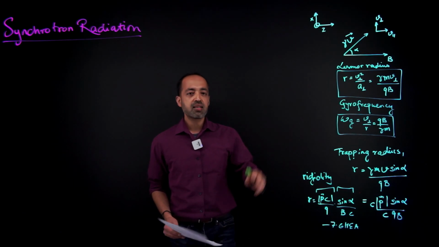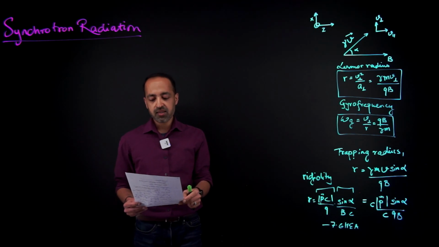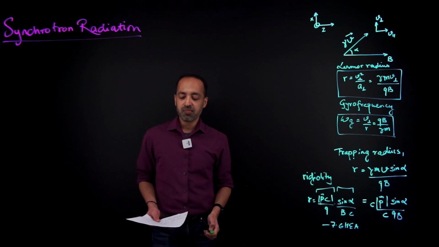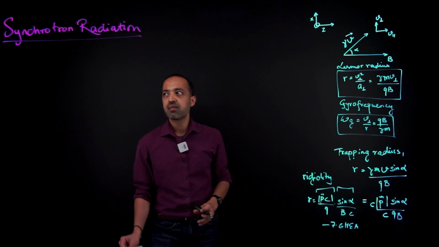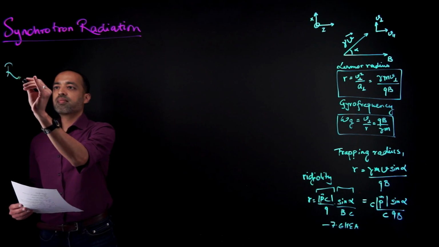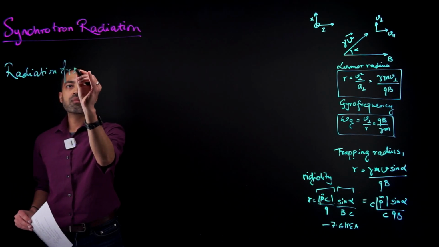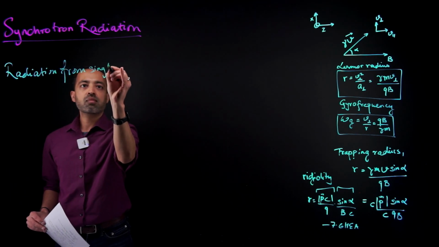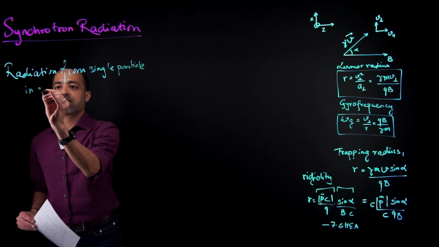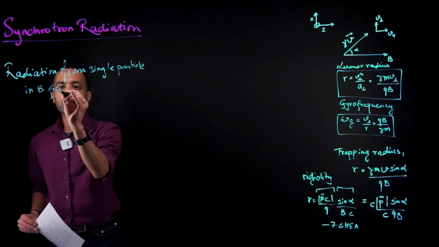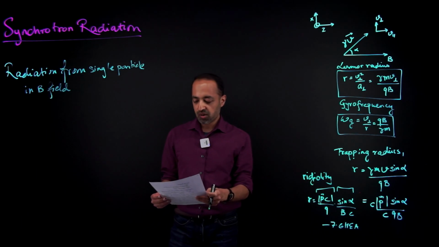All right, so having discussed these dynamics in some level of detail, we are now going to move on to discussing the radiation from this particle. So let's talk about the radiation from a single particle in a magnetic field. So we're talking about what kind of radiation you might get out of this.